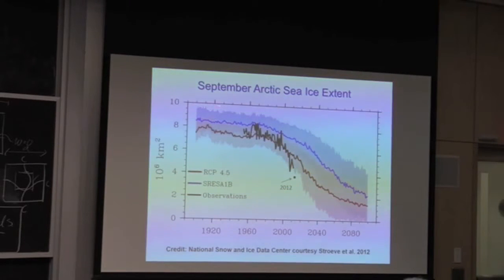Arctic sea ice, shown here in black in observations, has been decreasing. The red and blue curves are estimates from global models of what that sea ice should be doing. In this particular case, the rate of disappearance of summertime Arctic sea ice has exceeded even the envelope of what we thought might be likely based upon admittedly crude models of the process.